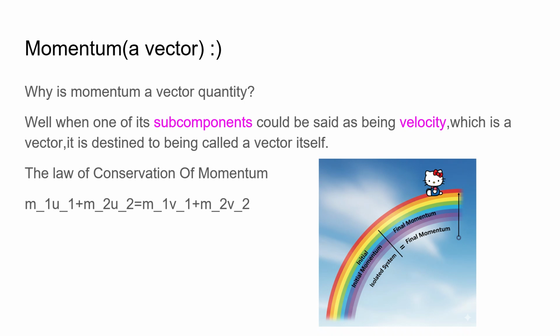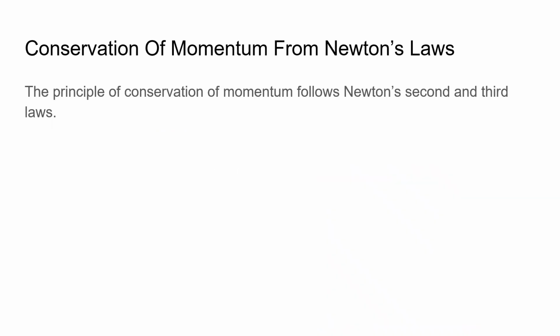Law of conservation of momentum, of course. The rainbow illustrates more on the right-hand side in the picture. And why is momentum a vector quantity? Read more to find out. Conservation of momentum follows Newton's second and third law.